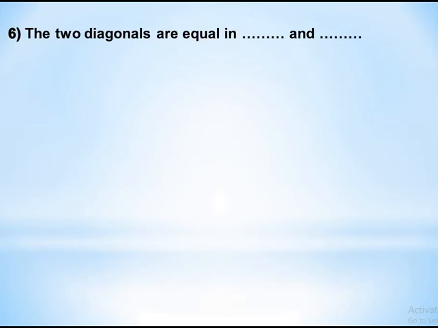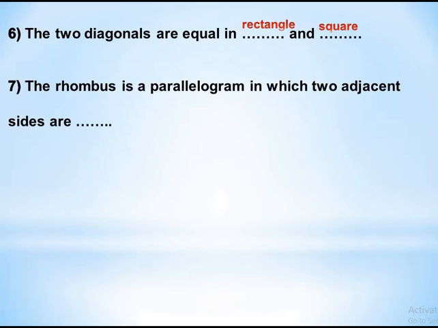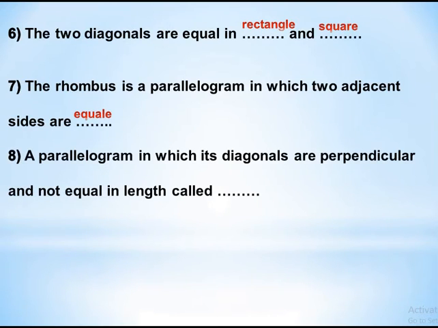The two diagonals are equal in rectangle and square. The rhombus is a parallelogram in which two adjacent sides are equal. The parallelogram in which its diagonals are perpendicular and not equal.